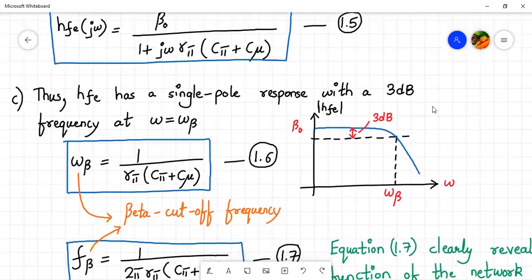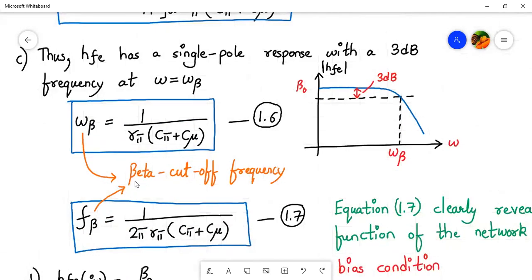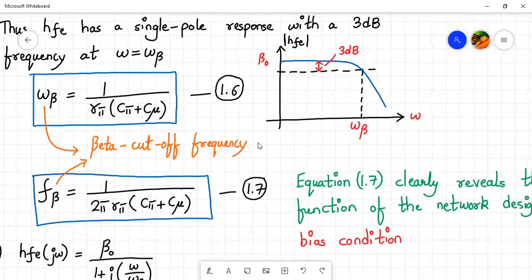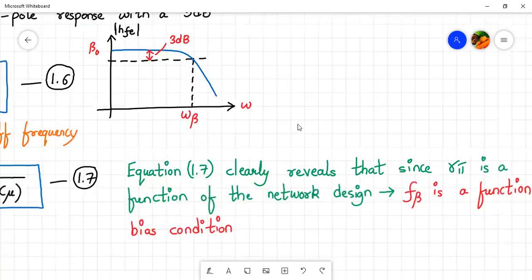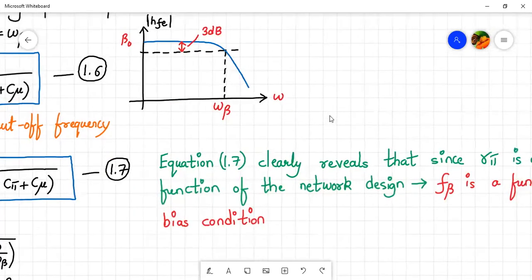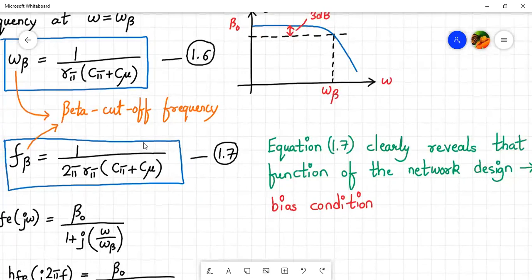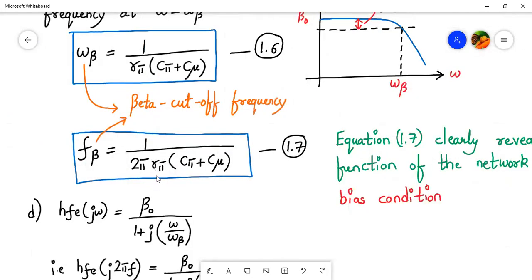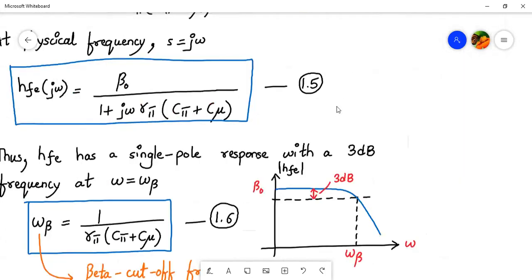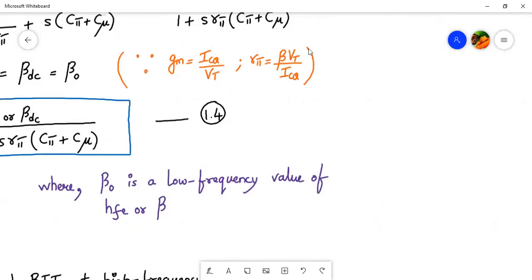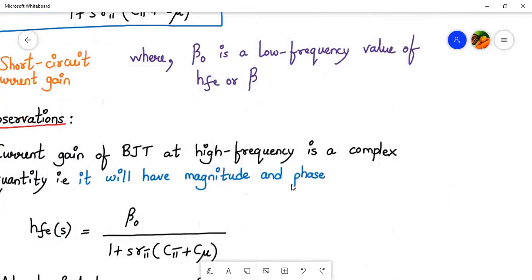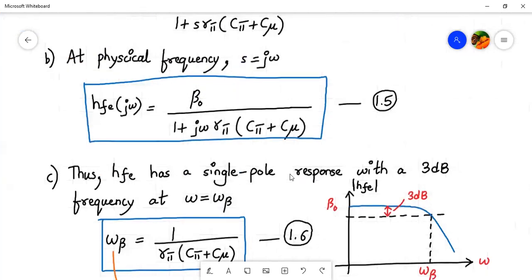Right. So now we can write it in terms of f beta also. f is the frequency in hertz. And f beta is the beta cutoff frequency. And we can write it as 1 upon 2π into rπ into (Cπ plus Cμ). So this equation number 1.7 clearly reveals that since rπ is a function of network design, right? rπ depends upon the biasing conditions. Your f beta also is a function of biasing conditions. Okay. Now, since we have an rπ term over here, which depends upon the biasing, right? Because rπ will be beta VT upon Icq, right? Let me check that. Yeah, rπ is beta VT upon Icq. So it depends upon the collector current, the biasing value of the collector current. Therefore, we can say that, let me go back over here.